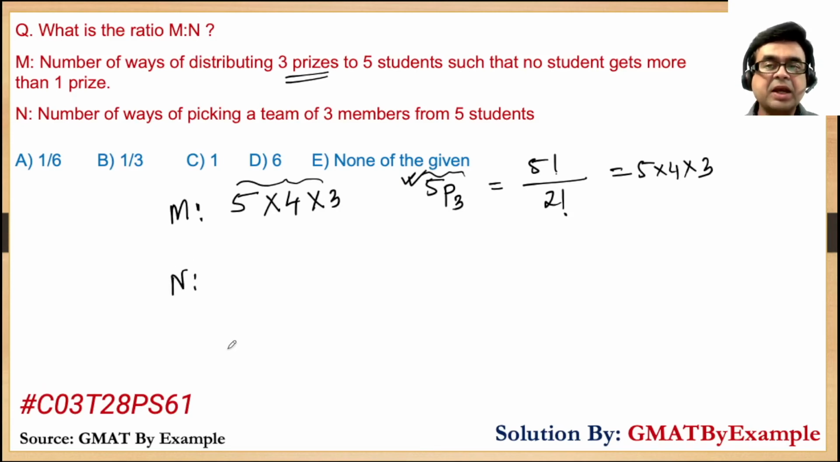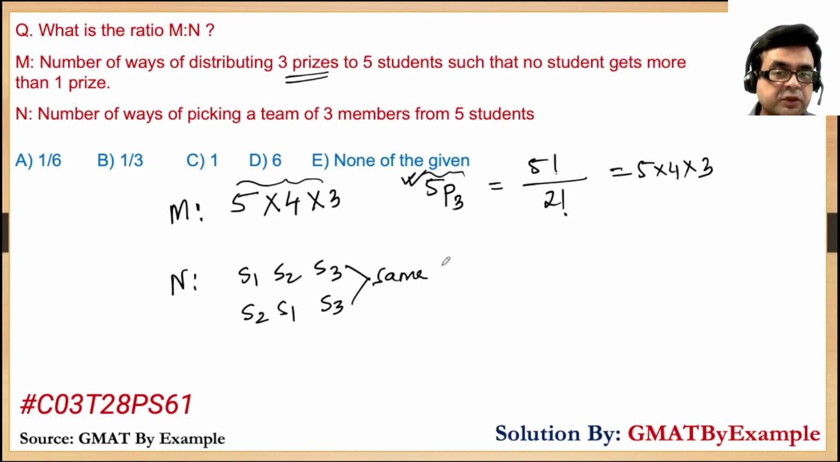Now let's take N. N is saying number of ways of picking teams of 3 members. As we talked about, student 1, student 2, and student 3 is one arrangement, and if we were giving them distinct prizes, it would be different than putting them in a team. Technically, both of these, because they consist of the same members, are going to be the same team, even though they are different arrangements. Since in N, we care only for the selections of these students, not their arrangements, we are going to do 2 things.